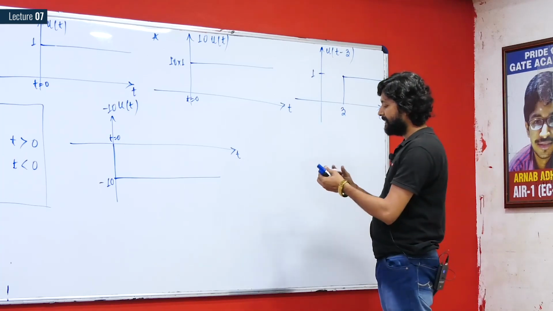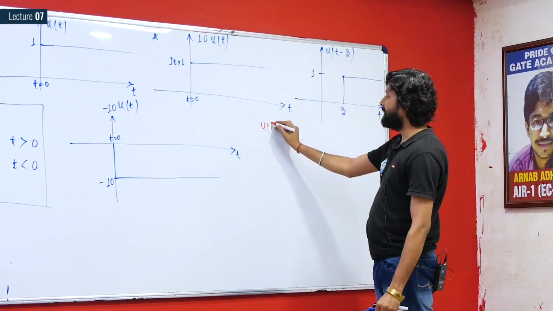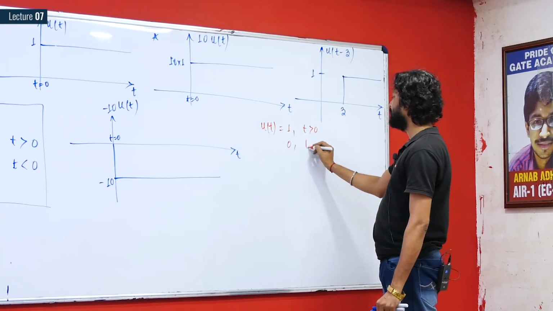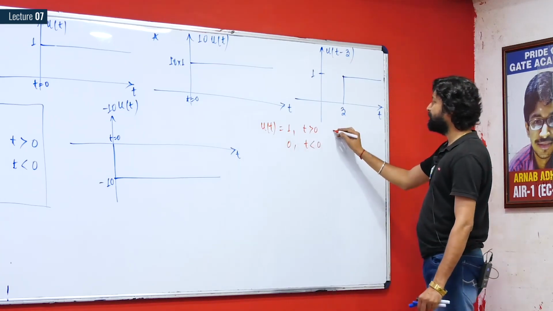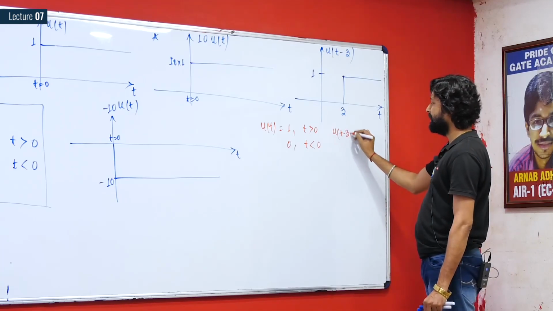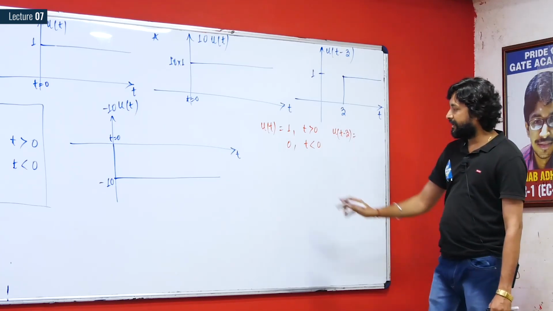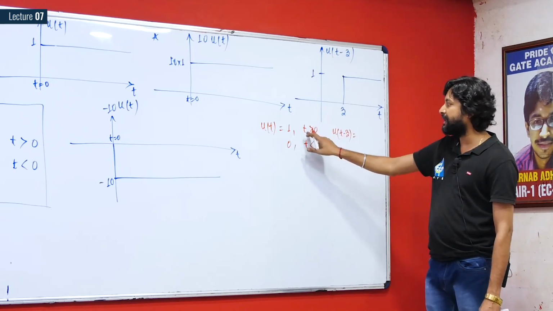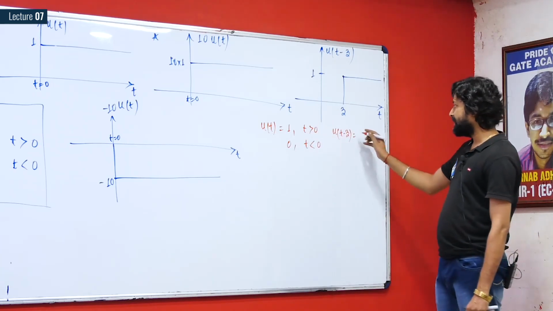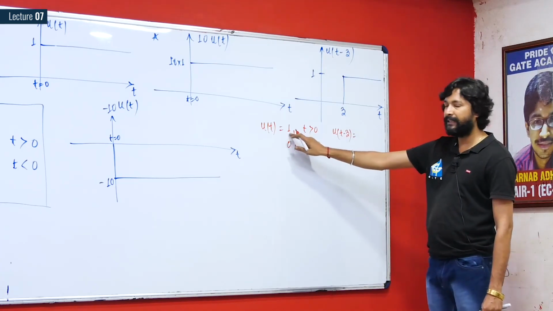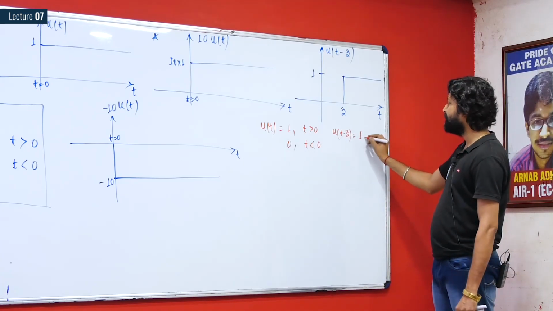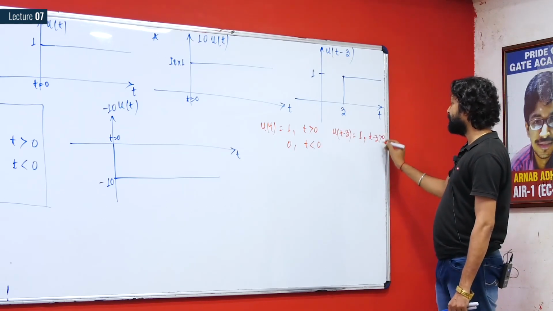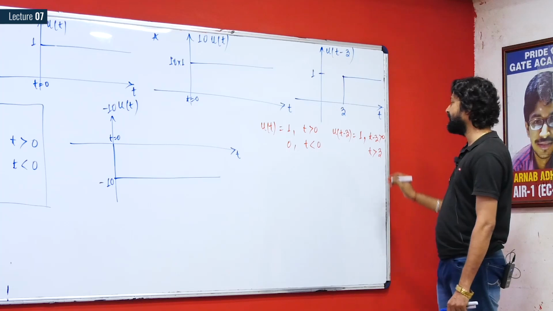What you have written is u of t equals 1 for t greater than 0 and 0 for t less than 0. Now if you want to find out u of t minus 3, you have replaced t by t minus 3 on the left hand side, so you must replace on the right hand side also. So signal u of t minus 3 will be, this value is constant, so it will be 1 only, for t minus 3 greater than 0, or you can say for t greater than 3 seconds.